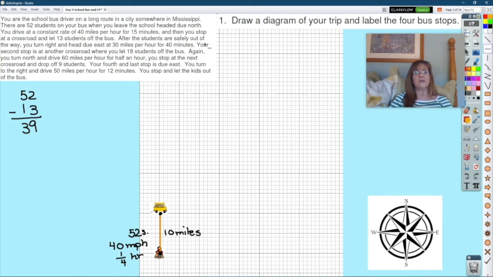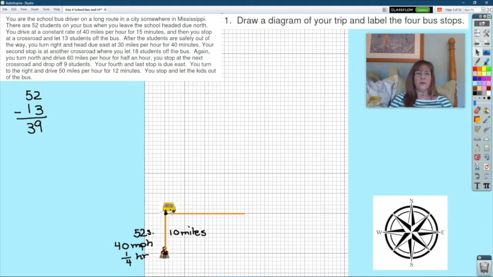And after the students are safely out of the way, you turn right and head due east at 30 miles per hour for 40 minutes. So 30 miles per hour for 40 minutes. And we now end up here. Let's record our information. We have a total of 39 students on the bus. So I'm just going to put a little S here. We traveled 30 miles per hour, and we traveled for 40 minutes.